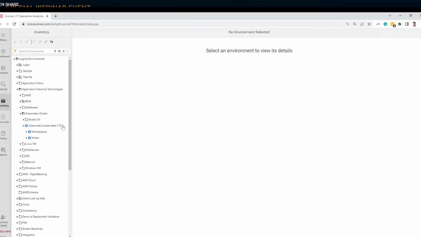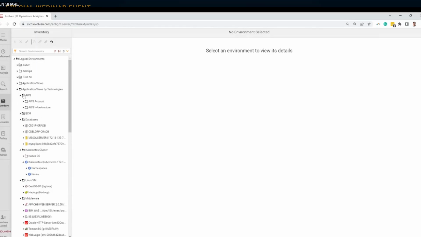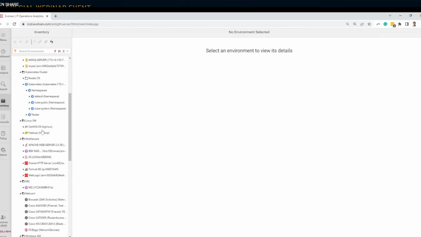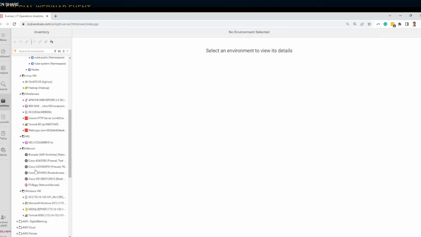So what we see here is the inventory module of Evolven. And we talked about, first, the need to collect end-to-end configuration. So what you see here in Evolven are examples of different components, right? Identified, automatically discovered by Evolven in AWS, and different types of databases, for example, running on-premise, Kubernetes configuration, Linux, an example of a Linux machine, examples of various middleware servers, MQ, network devices, on-premise infrastructure devices, Windows virtual machine, and so on. This is just to show you the spectrum.